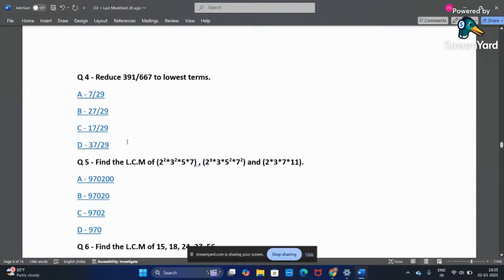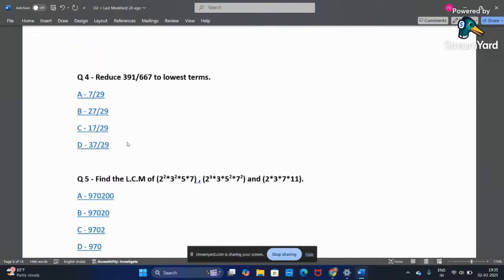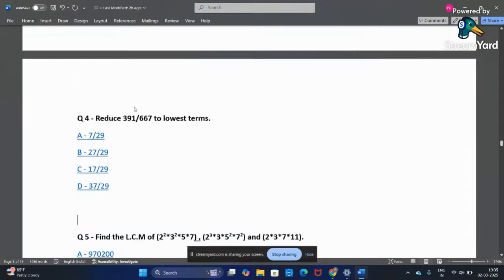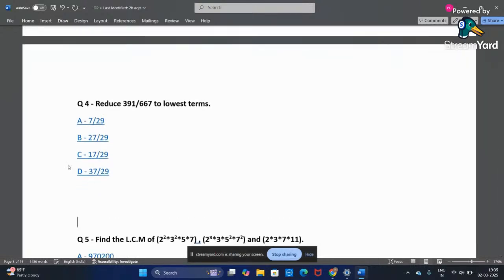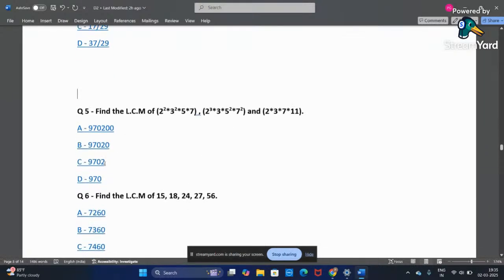And find the answer for this also. Make this as a note for today. Find the answer for yourself. Okay, we'll move on to next.